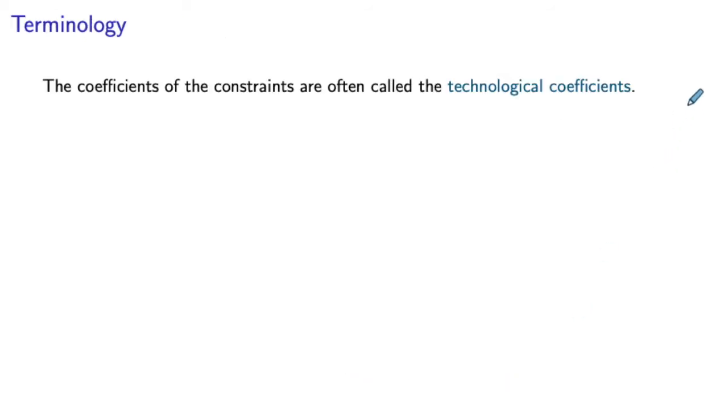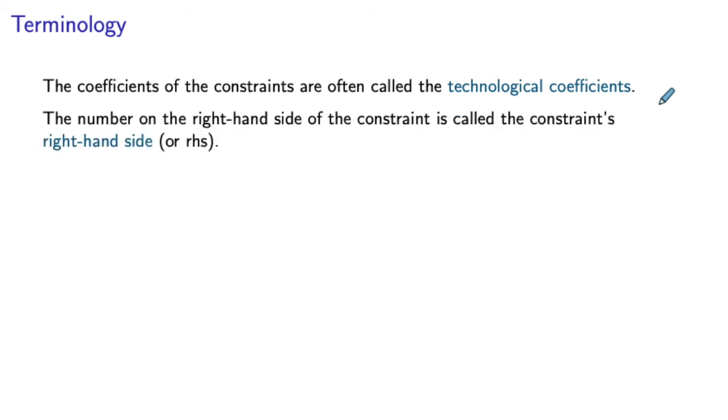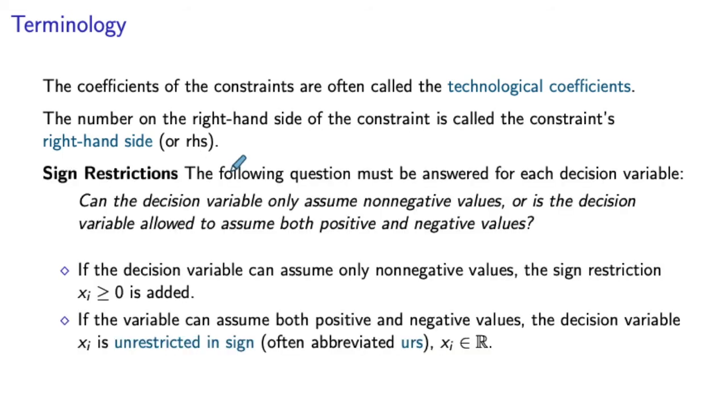There is some additional terminology that I want to mention before we proceed. The coefficients in the constraints are often called the technological coefficients because they tend to describe the technological process that we use in manufacturing. Then the number on the right hand side of the constraints is called the constraints' right hand side, naturally, and sometimes it's abbreviated to RHS for right hand side.